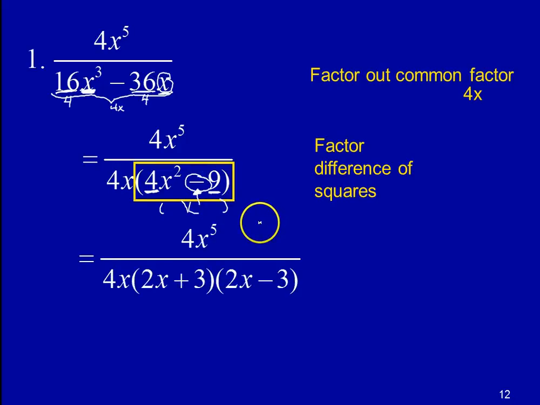And remember, since this is a minus sign, that's the whole key to this. I'm going to take this and split them up. One of them is going to be positive. One of them is going to be negative. Now that we're done factoring, we're going to see what we can cancel, what we can simplify.